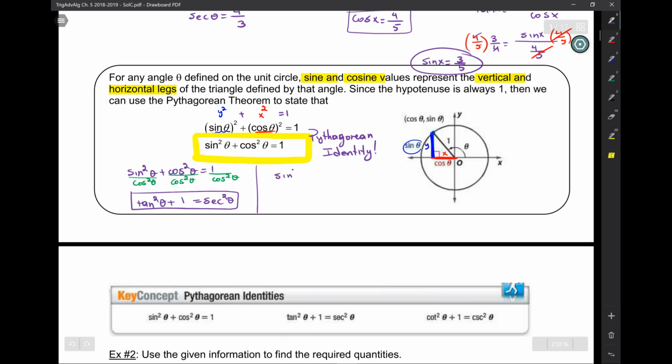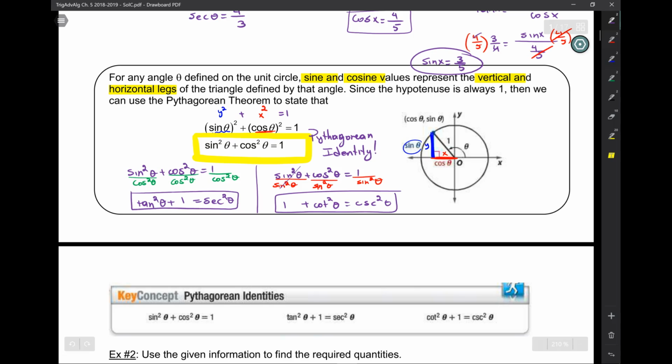That was so much fun. I'm going to do it with sine now because why not? So let's divide everything by sine squared theta. What's sine over sine? 1. What's cosine over sine? Cotangent. So cotangent squared theta equals, what's 1 over sine squared? Cosecant squared theta.